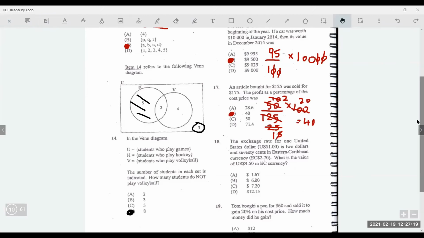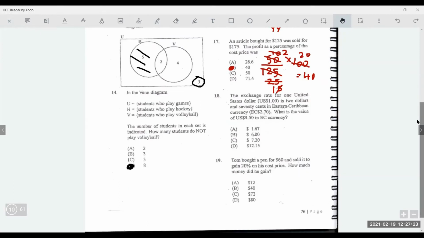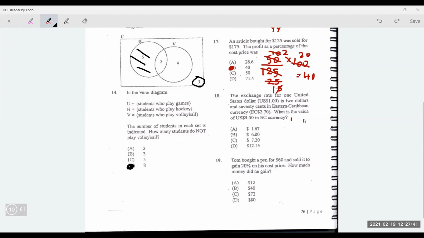Now this question says the exchange rate for $1 is 2.7 in the Eastern Caribbean. What is the value of $4.5 in Eastern Caribbean currency? So remember, they're telling you 1 US is equal to $2.7 here in the Eastern Caribbean. Let's write EC. So that's 1 US. So we need to find what is 4.5 US. To find that, we're going to have to multiply 4.5 times 2.7.